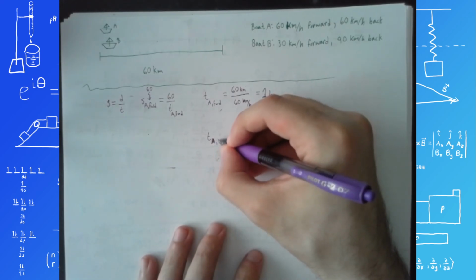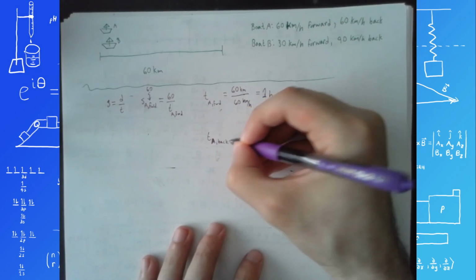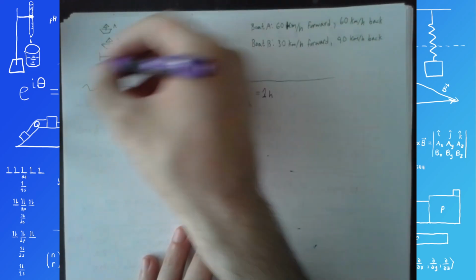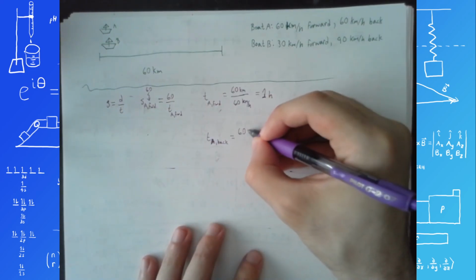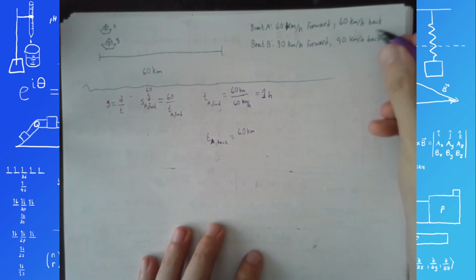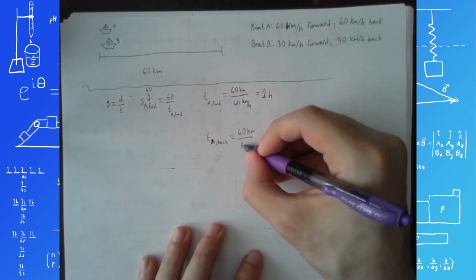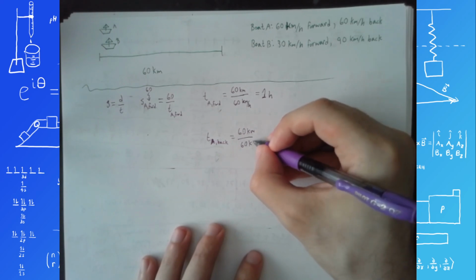TA back is going to be, well, it's 60 kilometers going back, and they go back at 60 kilometers per hour, so that's 1 more hour.